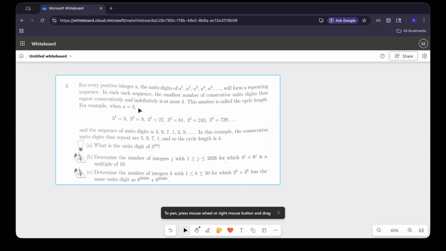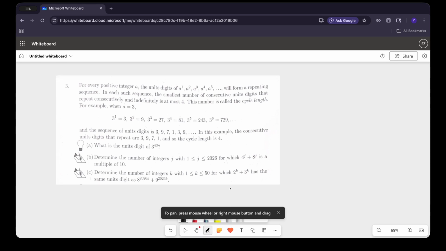For example, when a equals 3, 3 to the power 1 equals 3, 3 to the power 2 equals 9, 3 to the power 3 is 27, 3 to the power 4 equals 81, and so on. And the sequence of unit digits is 3, 9, 7, 1, 3, 9. In this example, the consecutive unit digits that repeat are 3, 9, 7, 1, and so the cycle length is 4.